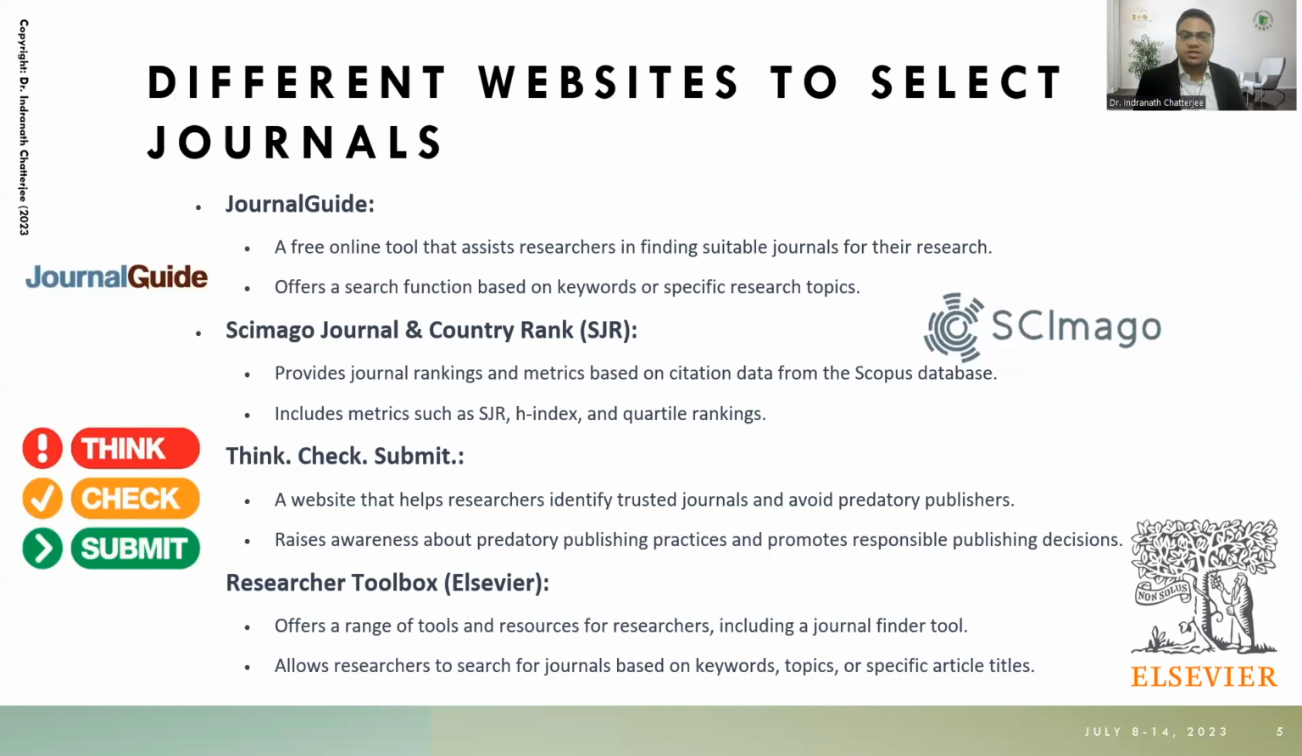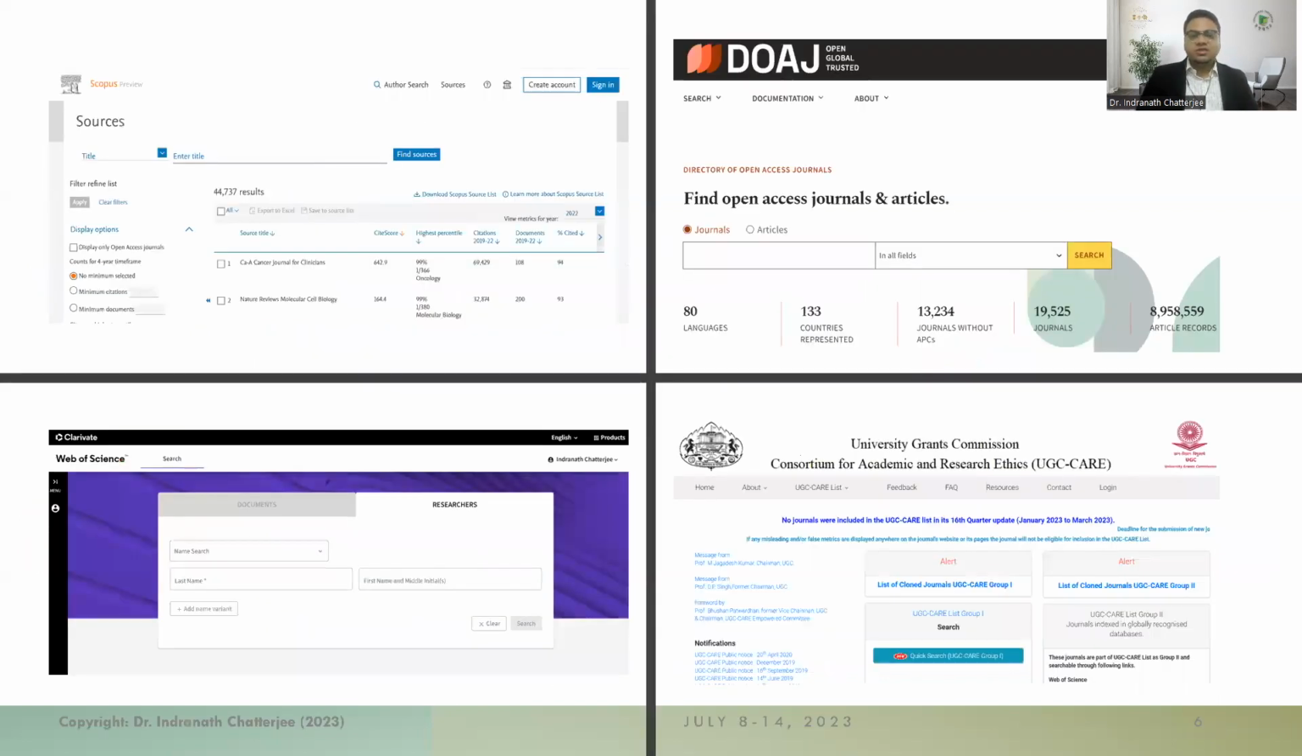you can find the different metrics, different reputation and different prospects of every journal, their aims and scopes within the Elsevier researcher tool. It allows researchers to search for a journal based on keywords, topic, and specific article titles. So these are basically the websites that you can search on.